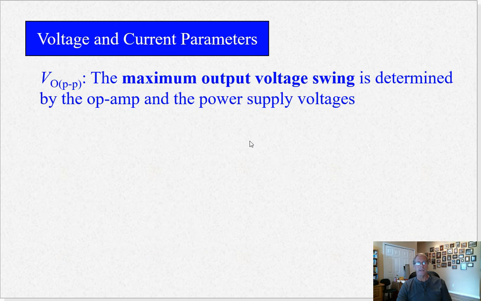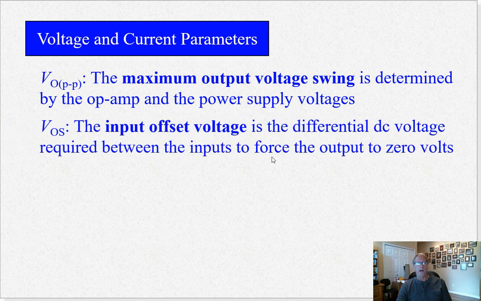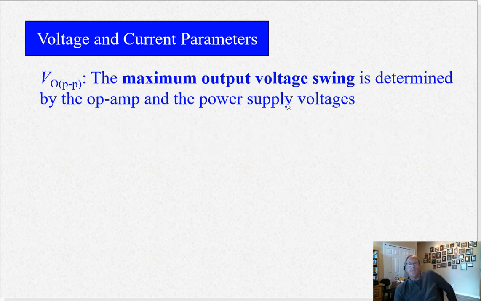Okay, there are some parameters associated with each op amp. Maximum output voltage swing is determined by the op amp and the power supply voltages. As I mentioned, some op amps have dual supplies, some have single-ended supplies. Most of the ones we use are dual supply, plus and minus. Now, the 741, if you put plus or minus 12 volts on it, the most you're going to get out of that op amp is maybe plus or minus 11 volts. So it's about a volt pad, if you will.